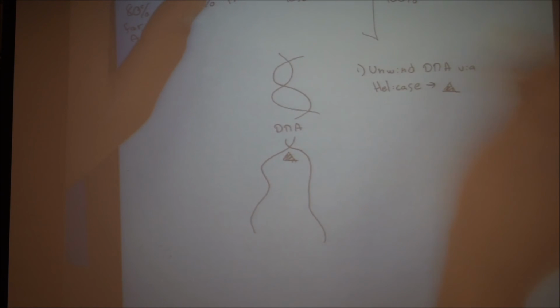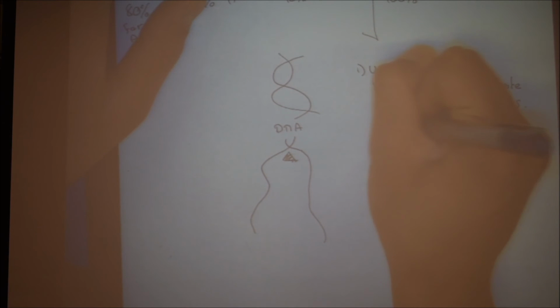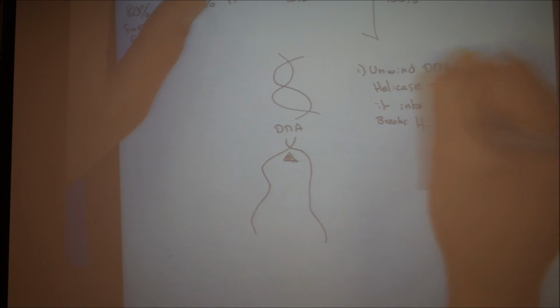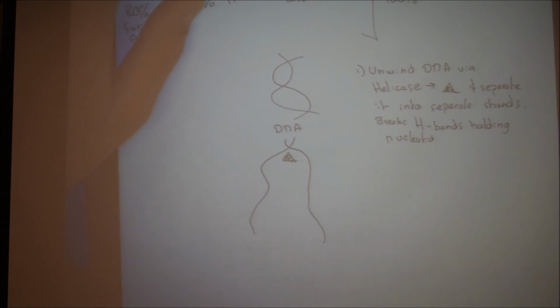And it's going to unwind our DNA and separate it into separate strands. And what is it breaking in order to unwind the DNA? It's breaking what kind of bond? Yeah? It's breaking the hydrogen bonds, that's right. Breaks hydrogen bonds holding nucleotides together. Okay, cool. 2.